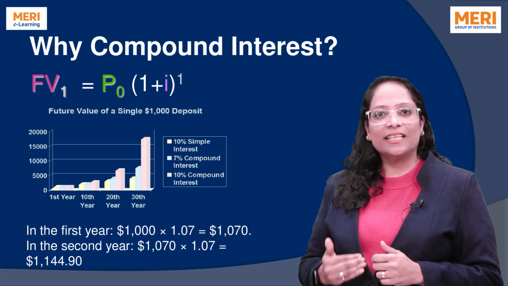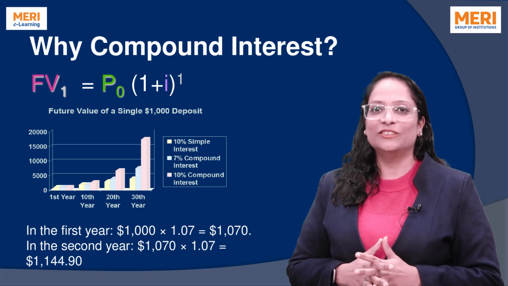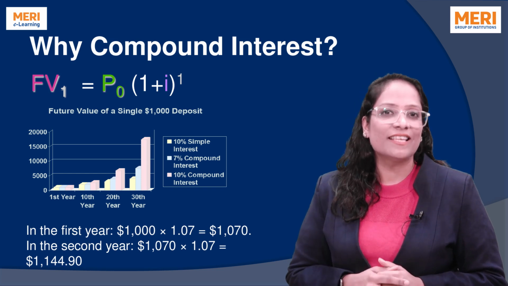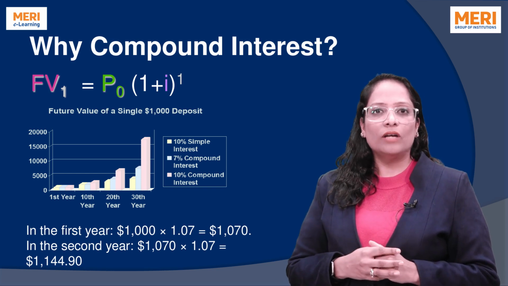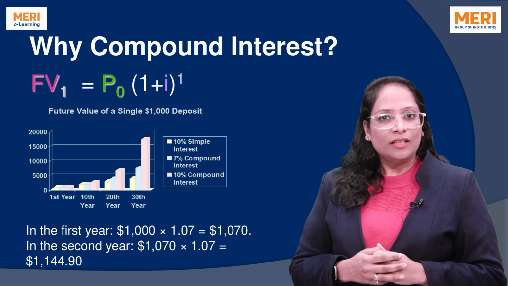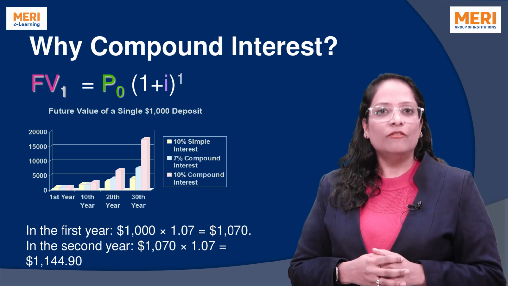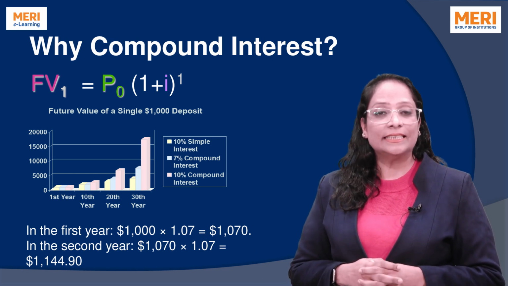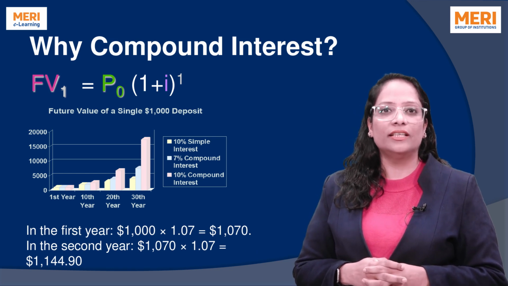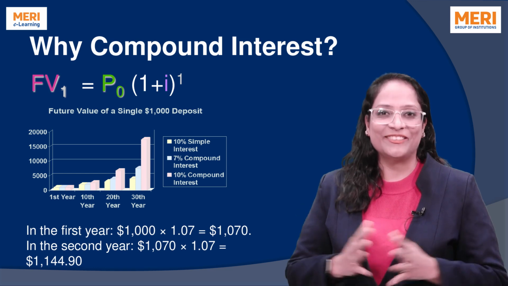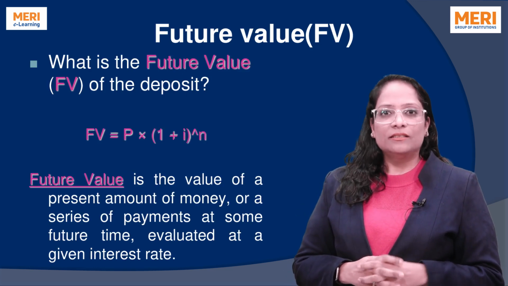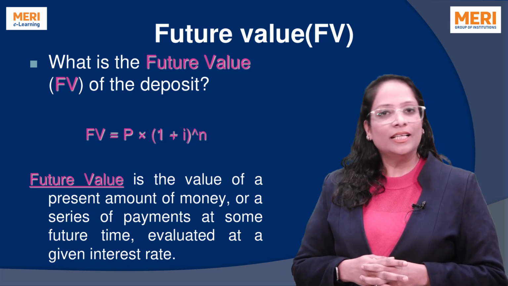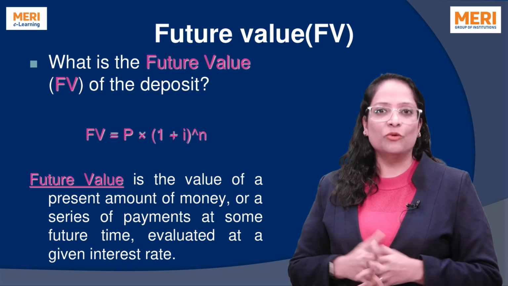Now, in the second year, there will be the magic. You will earn interest of 7% on $1,070, which will come out to $1,144.90. Notice how you earn an extra $4.90 in the second year just because of compounding. This is the power of earning interest on interest. Future value helps us understand how much today's money will grow in the future. Let's take another example to make it more clear.